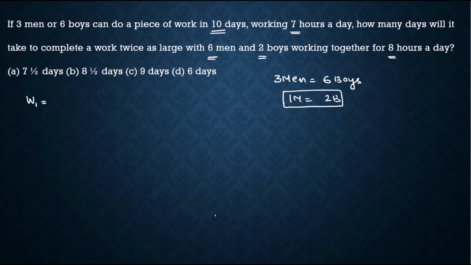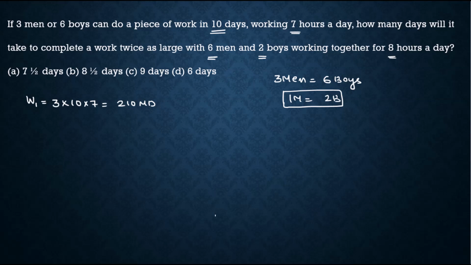So we can simply calculate the amount of work here. The amount of work W1 equals, you can take either the case of men or the case of boys, according to your convenience. I'm taking men. That is 3 men working for 10 days, 7 hours per day. That is equal to 210 man days.